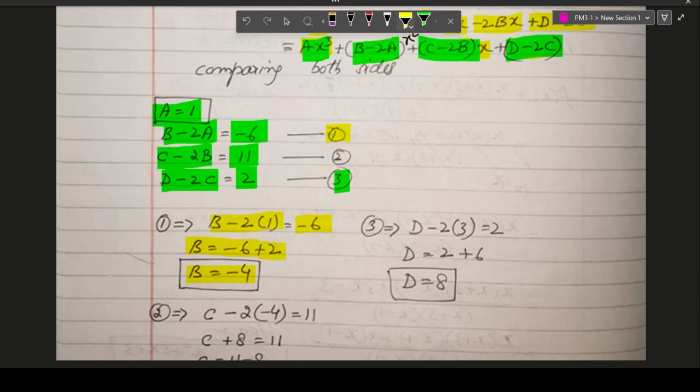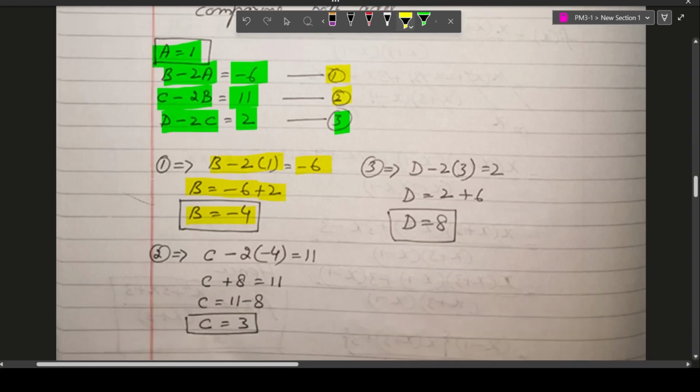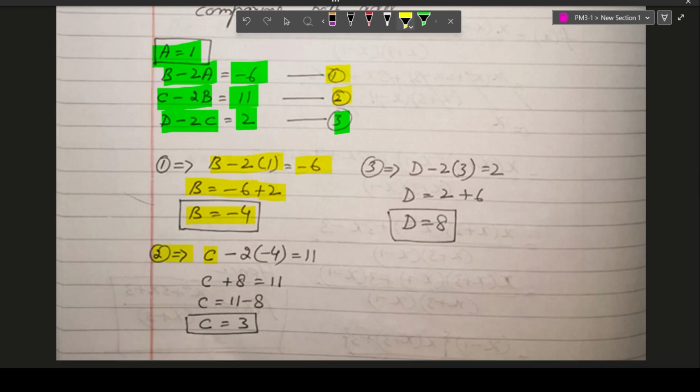And now enter this value of b into equation number 2. So here 2 implies that c minus 2 into b, where b is minus 4, entered here is equal to 11. So c minus minus plus 2 4s are 8 is equal to 11. Now c is equal to 11 minus 8 because you transfer 8 to the other side. So c will be 3.